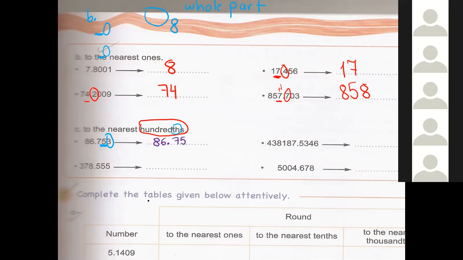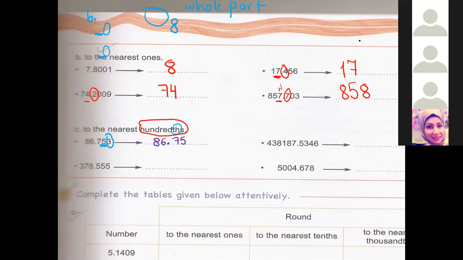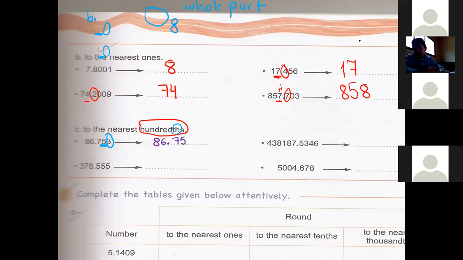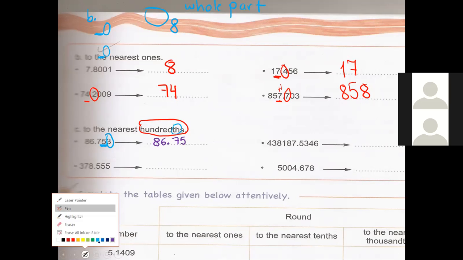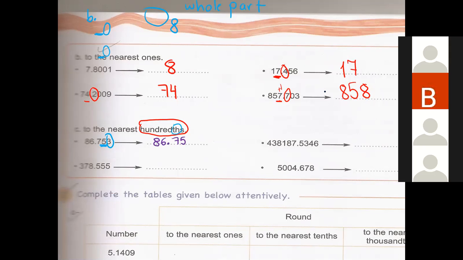Majid. Yalla ya Majid. The second one, 378.555. Yalla ya Majid, hurry up please. Add 1 to 5. Okay, give me the answer please.